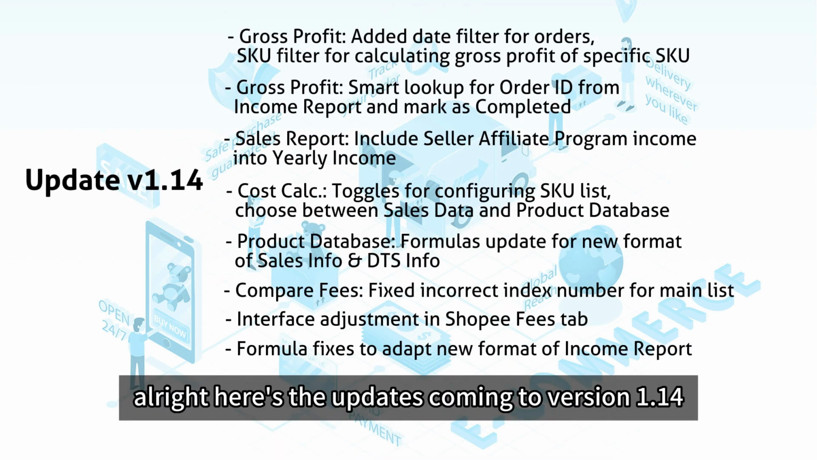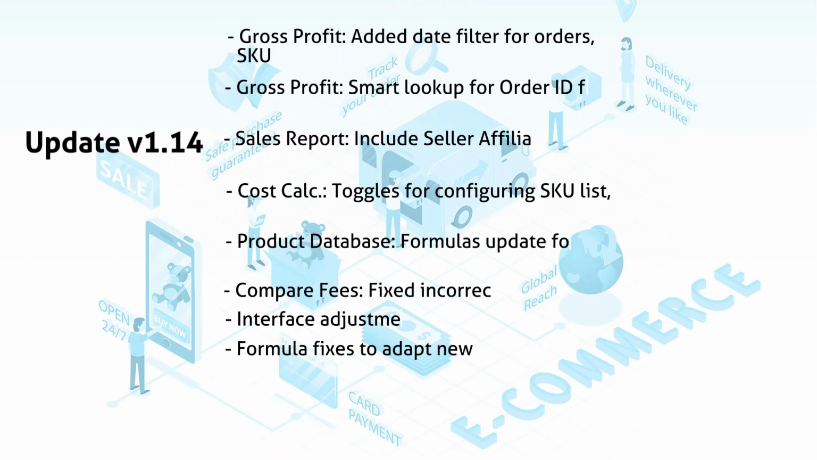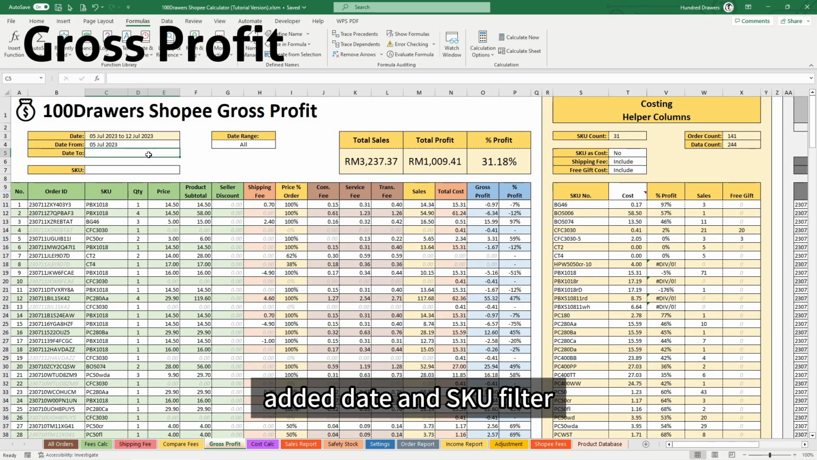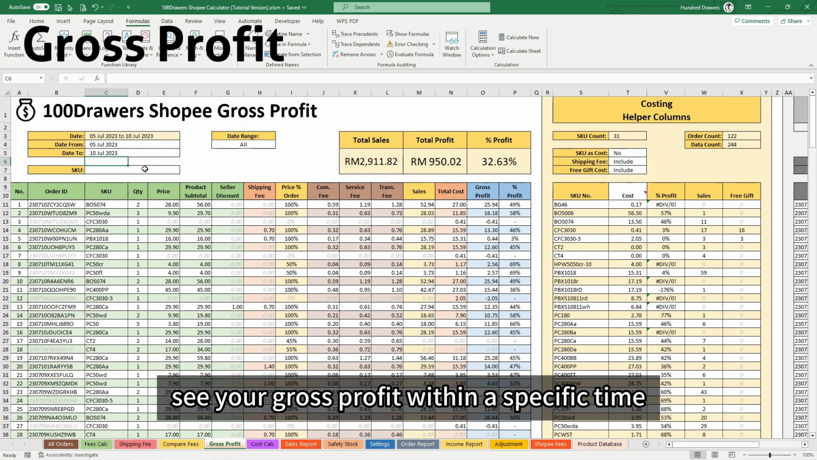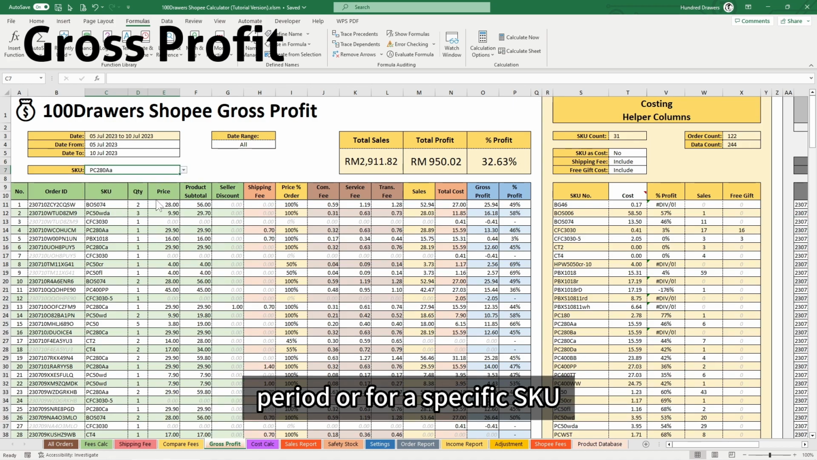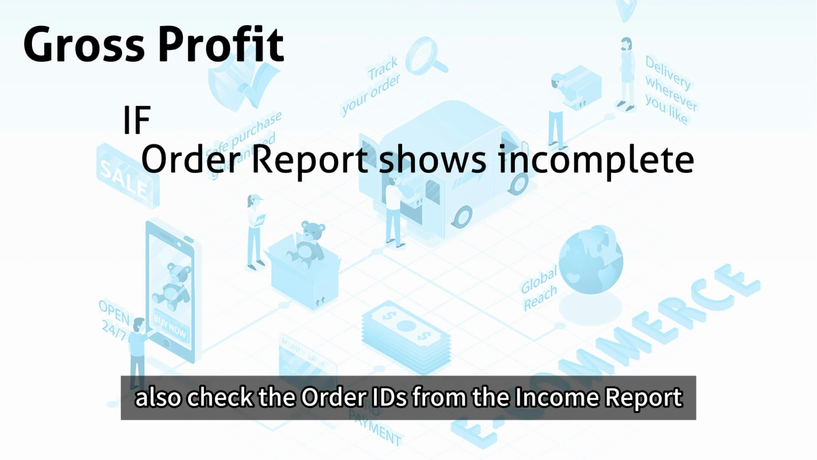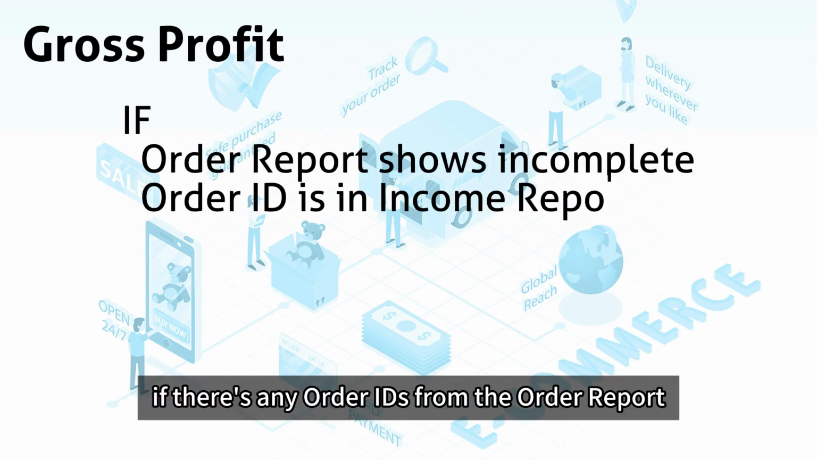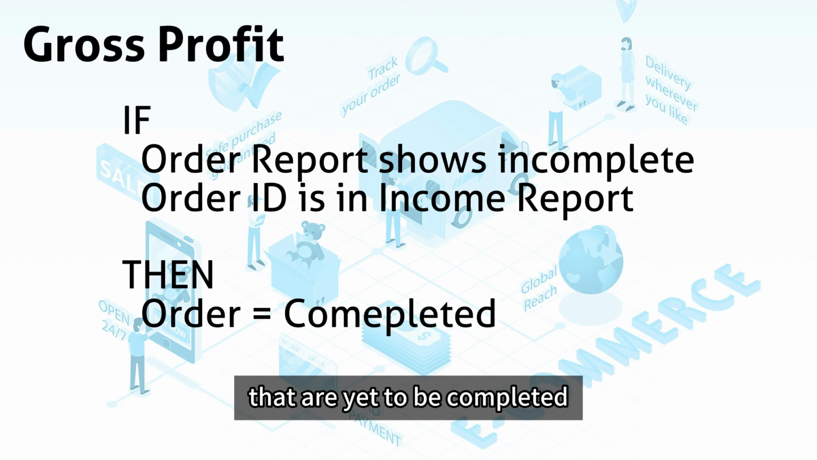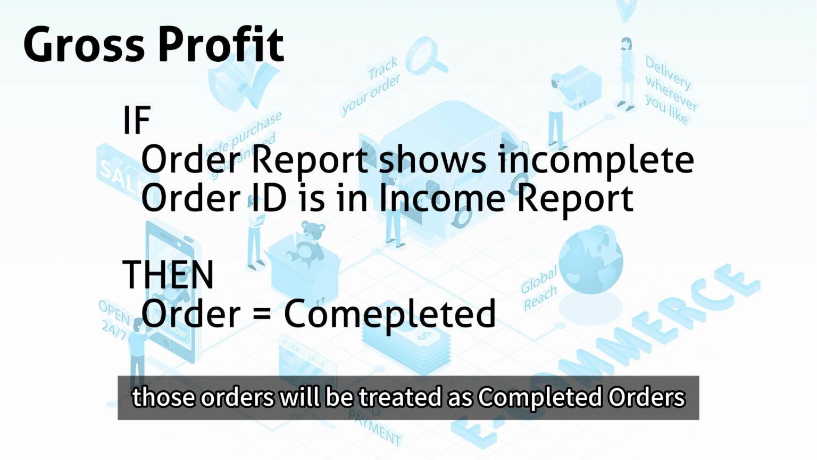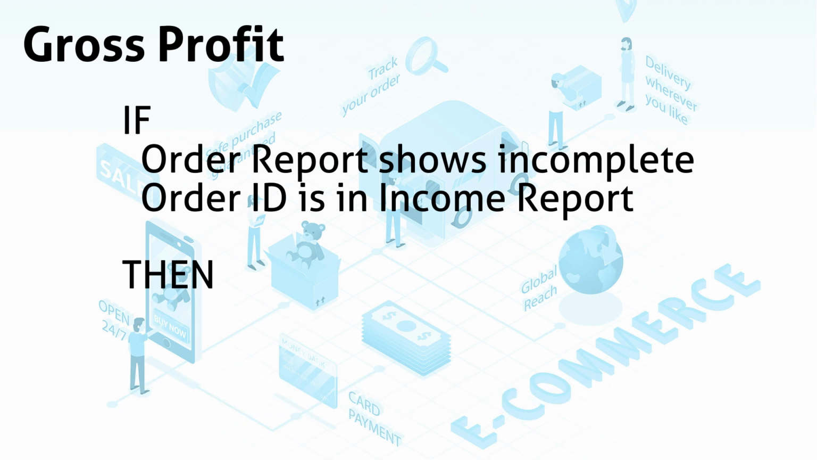Alright, here's the updates coming to version 1.14. Gross profit module. Added date and SKU filter, so you can see your gross profit within a specific time period or for a specific SKU. The module will now also check the order IDs from the income report. If there's any order IDs from the order report that are yet to be completed, but it is showing in the income report, those orders will be treated as completed orders.